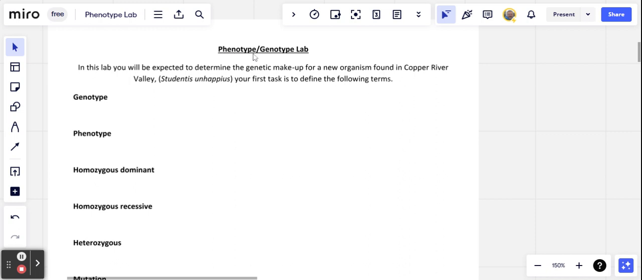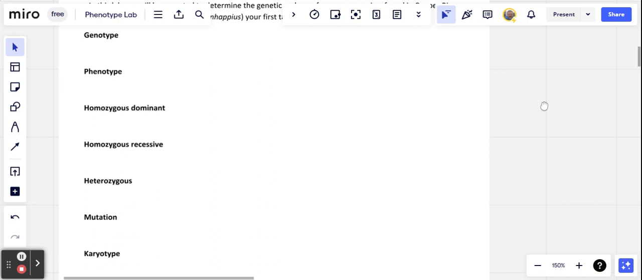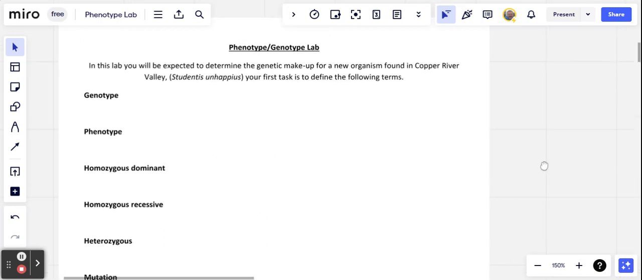This is called the Phenotype Genotype Lab. We're going to just practice what we're learning about these. One of your first tasks is to just define each of these terms, right? There's a couple new ones. Genotype, you know what that is. Genotype is just the alleles that the trait has. Phenotype is the expressed trait, how that trait is expressed in that organism.